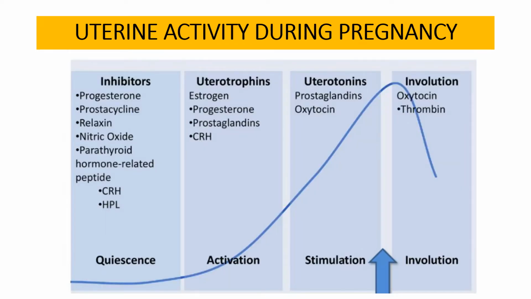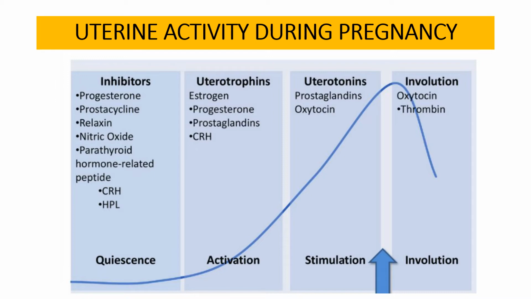You can see the uterine activity during pregnancy and in the post-pregnancy period. Here the uterine activity is gradually increasing, and from the 7th month of pregnancy this activation is increased, and it is further increased at the time of labor, and there is finally a decrease in the activity, ending up in the involution.